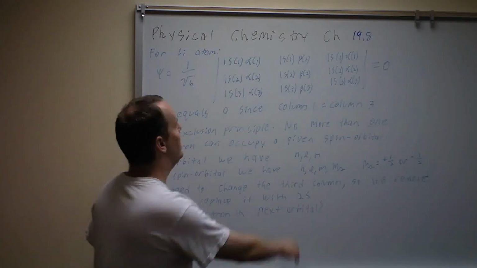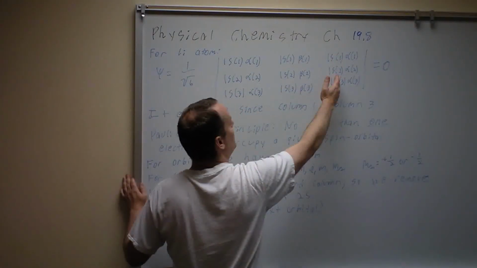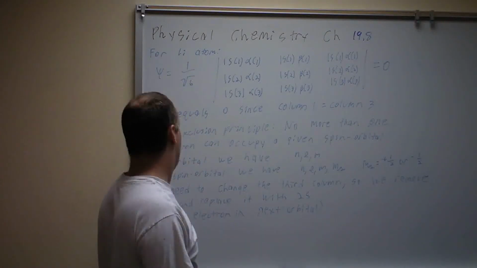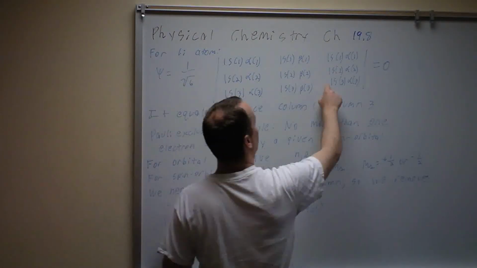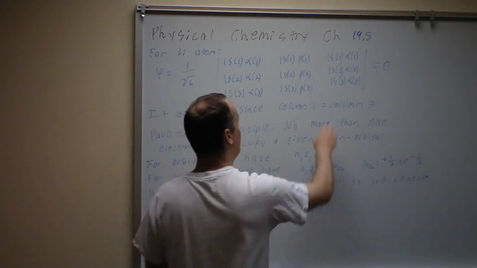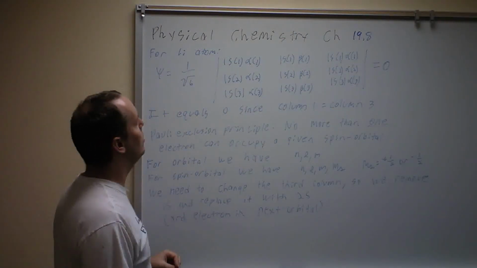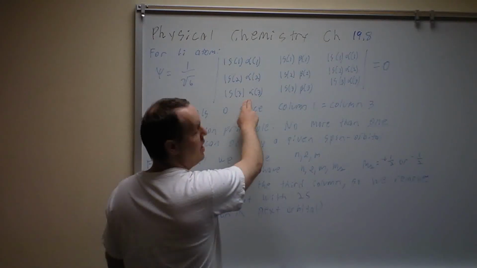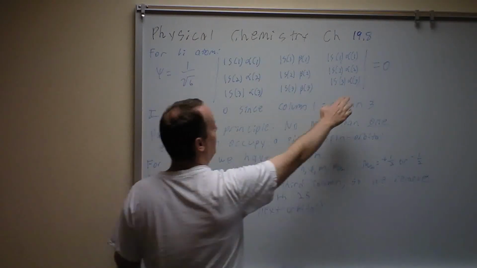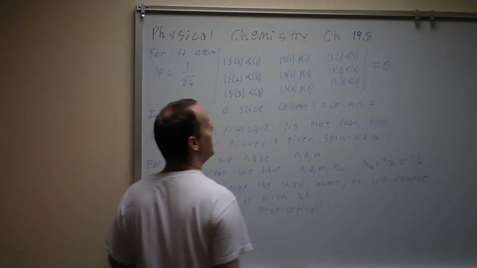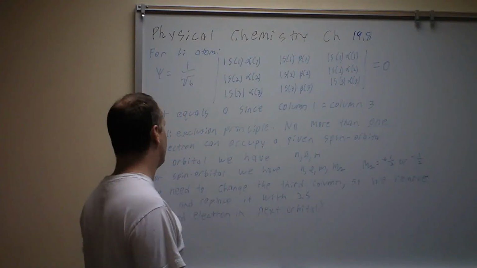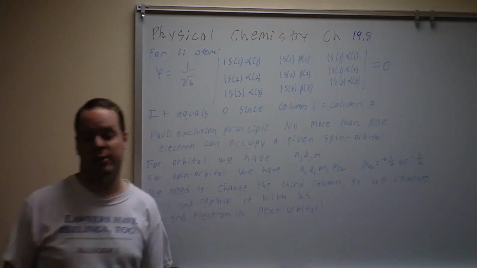Now what we need to do is change this third column, because that's what's causing our problem. So we get rid of this 1s, and instead we put in a 2s. This is telling you what you already knew, that the 1s shell only has room for 2 electrons. So this third electron has to be in the next shell, the 2s shell, the next orbital, whatever you want to call it.